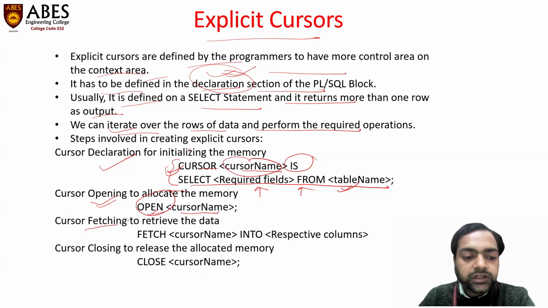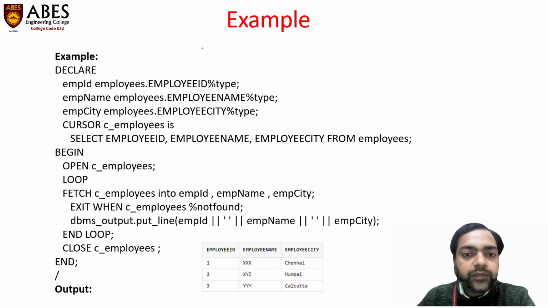Now next we have cursor fetching to retrieve the data. How will we fetch the data? For this we use the keyword fetch, provide the cursor name we have provided here, and after that into and then the respective columns. What will be the respective columns? We need to provide the column names here. So these will be fetched from the cursor, and after that we need to close our cursor. In this fashion, with the close keyword, we close the memory which was allocated to the cursor. Now let us take an example for an explicit cursor.